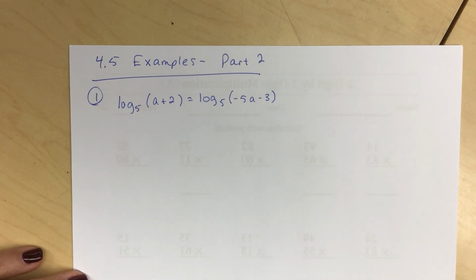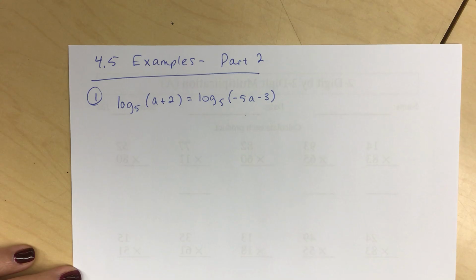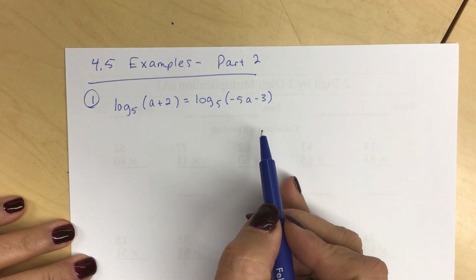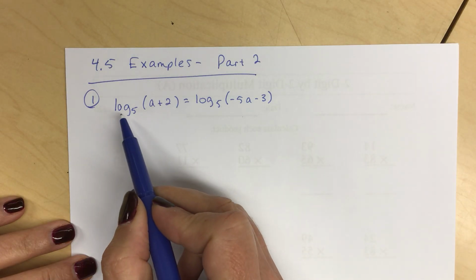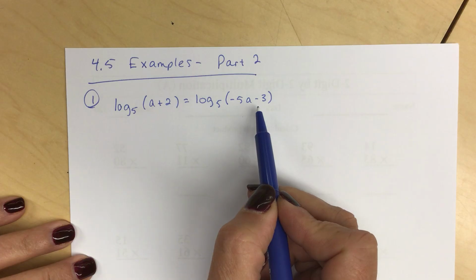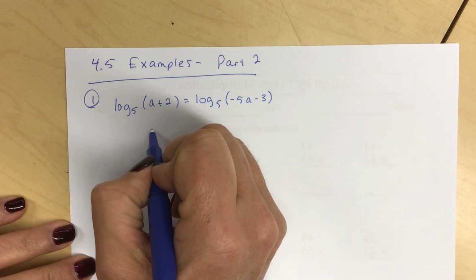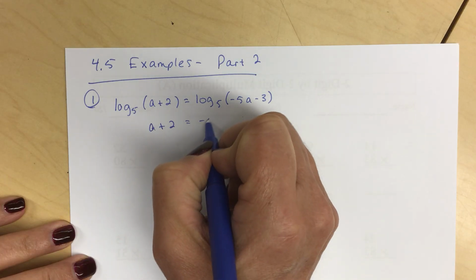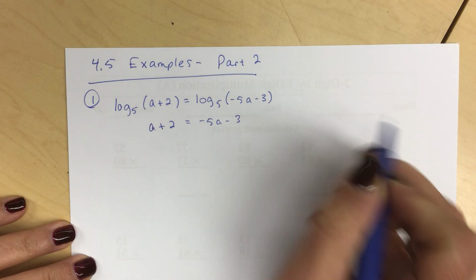All right, in this video, I'm going to continue to explain how to solve some more logarithm equations. If you have something like this, it looks pretty complicated, but there's actually a shortcut. If you have log base 5 of one thing equals log base 5 of another thing, you can just ignore the logarithms, because then in this case, a plus 2 has to equal negative 5a minus 3.